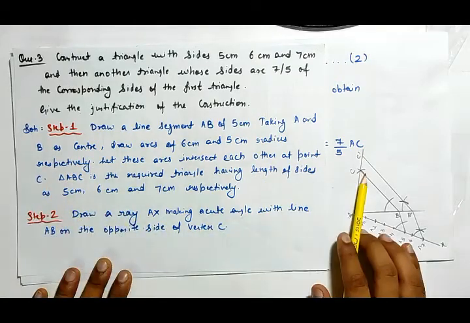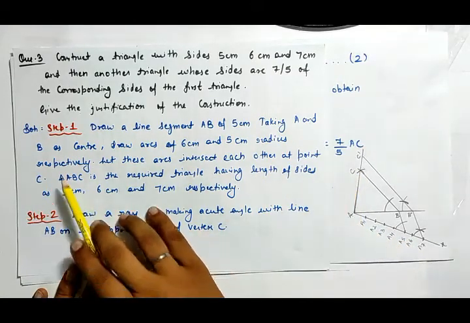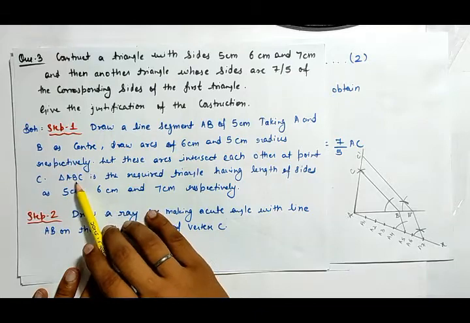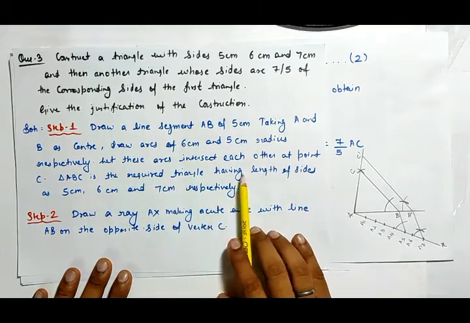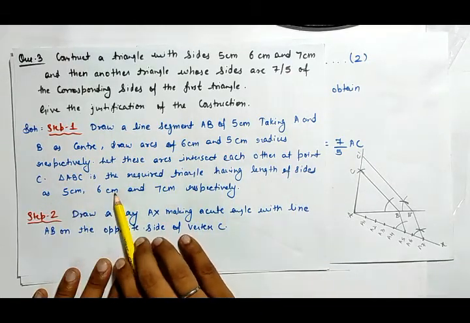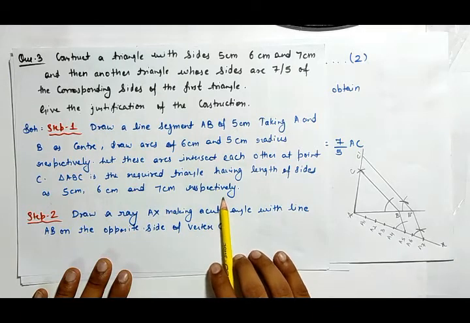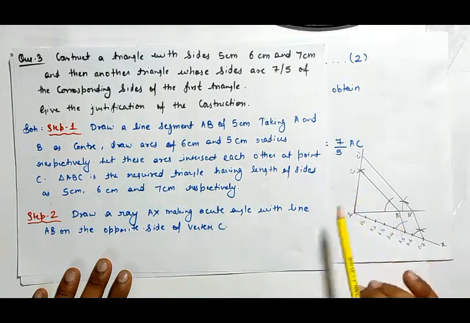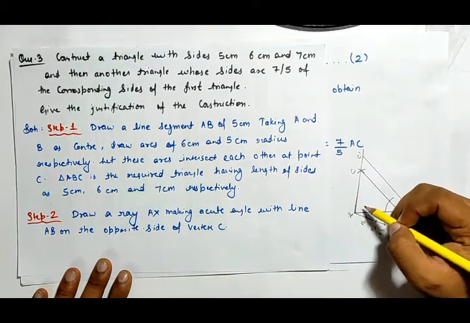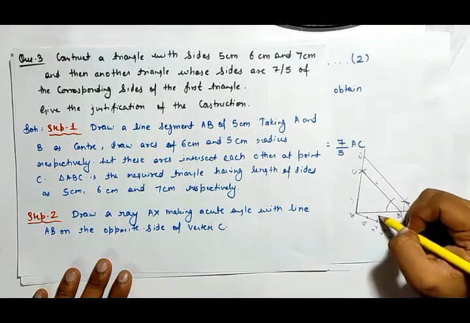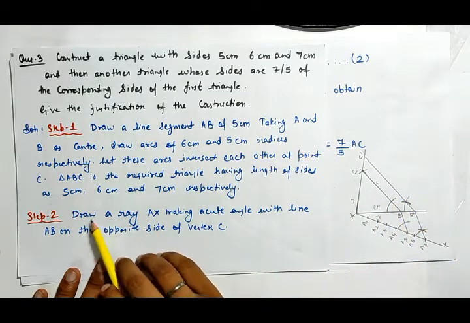So here, this is the point C. Triangle ABC is the required triangle having length of sides as 5 centimeter, 6 centimeter and 7 centimeter respectively.